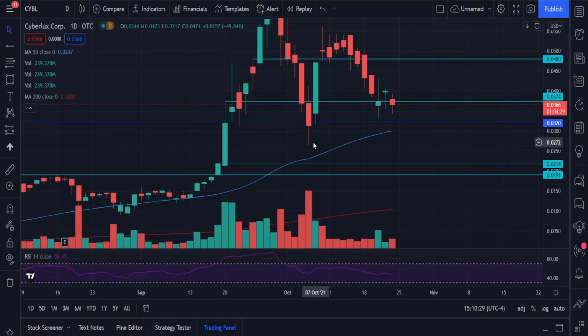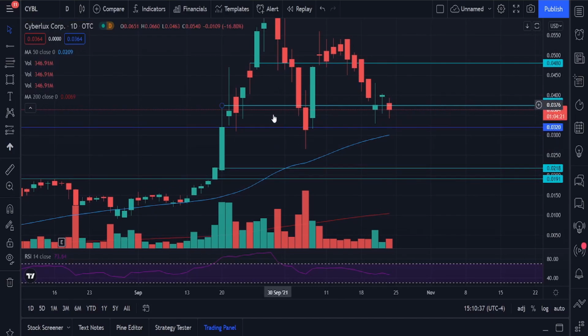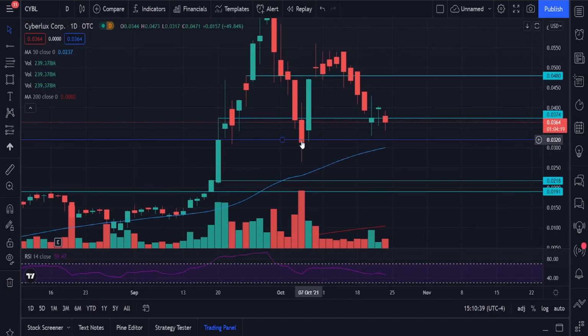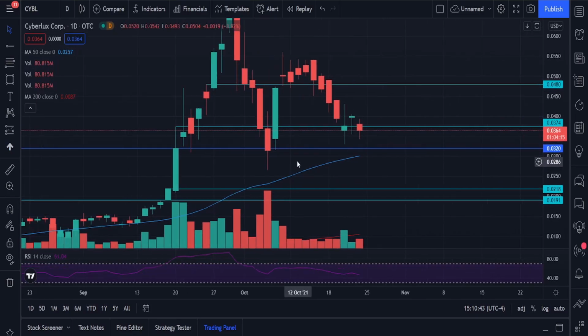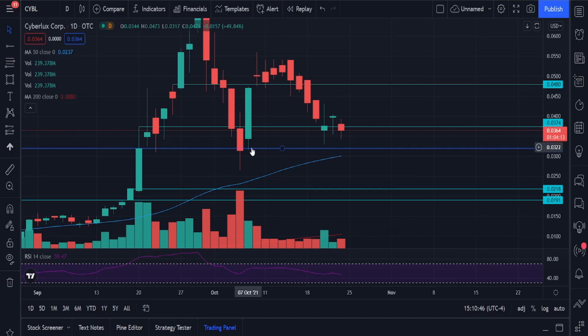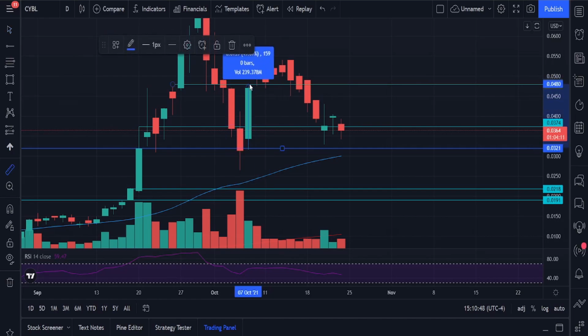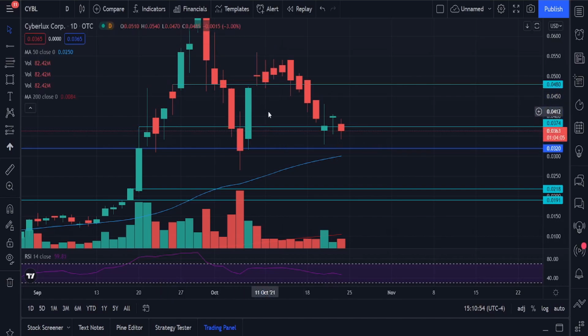If I did, it would be at the 50 MA. The second level I gave was 0.0320. Now this was another major level. You can see that we did go below it, but you can see on this particular day, the 7th of October, if you managed to set a buy order at this level, you would have made 50% at the next level of 0.0480 in the matter of 2 to 3 trading days, depending on what levels you bought in.